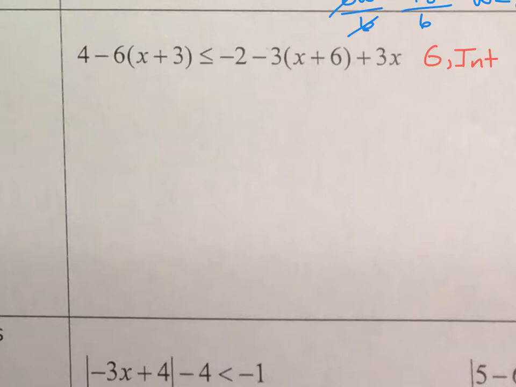We've done a lot of these by now, so hopefully this is second nature to you. Let's distribute the negative 6. Negative 6 times x is negative 6x. Negative 6 times 3 is negative 18. On the right side, our first move is to distribute that negative 3. So I have negative 2 minus 3x minus 18 plus 3x. Did you combine? Yes, I'm going to combine like terms next. I'm just not there yet because I'm not that fast.